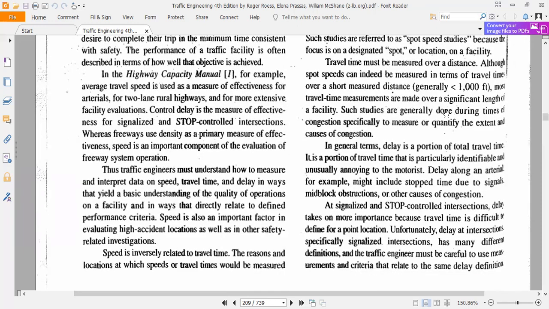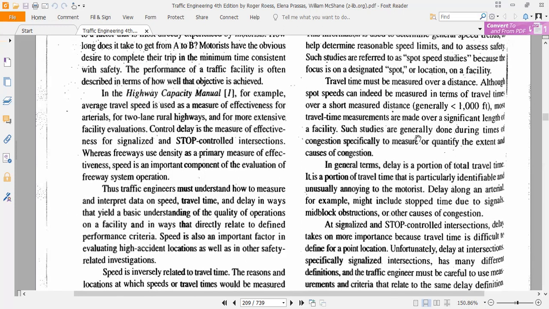And remember that it is usually done where you have free flow conditions. Coming towards travel time, it must be measured over a distance. Although spot speeds can indeed be measured in terms of travel time over a short measured distance, most travel time measurements are made over a significant length of facility. Such studies are generally done during times of congestion specifically to measure or quantify the extent and cause of congestion.